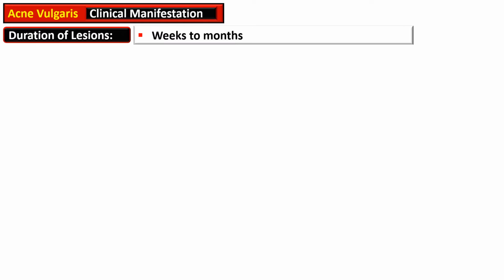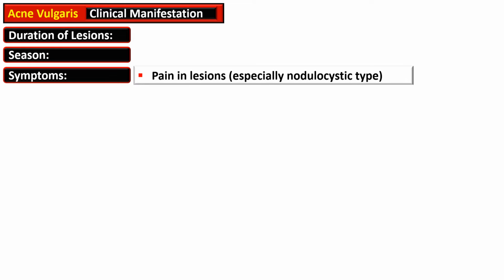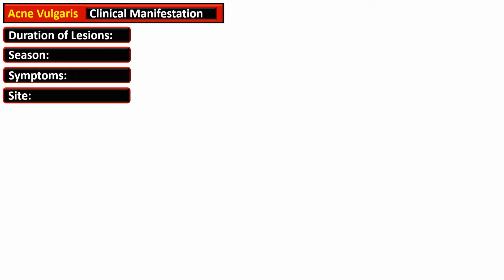Now the clinical manifestations of acne. The duration of the lesion is weeks to months. It is worse in fall and winter. The main symptom is pain in the lesion. This is especially more in the nodulocystic type of acne. The predilection sites for acne are face, neck, trunk, upper arm, and buttocks.